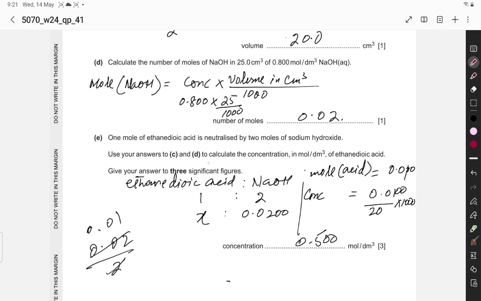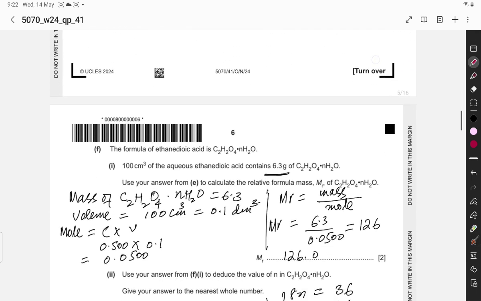Use your answers to C and D to calculate the concentration in mol/dm³ of ethanedioic acid. By using the mole ratio we get the moles of ethanedioic acid. So 1:2, as the question says that 1 mole is neutralized by 2 moles of sodium hydroxide. We have 0.02 moles, so the moles of acid is 0.0100. The concentration is moles over volume times 1000, 0.0100 divided by 20 times 1000, so the concentration is 0.500 mol/dm³.